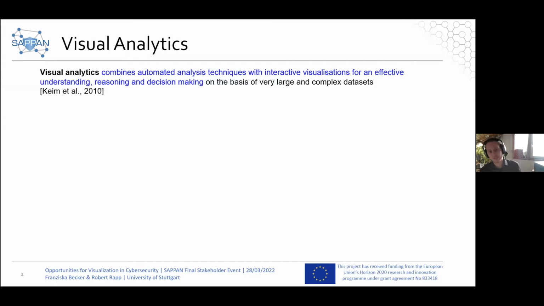So visualization has a long history, and it's all about accessing information that is written in data in a visual way. And nowadays, the data has become quite complex, and the data sets we're collecting are very large. So that's why we are using visual analytics to overcome some of the problems. First, I want to start with a definition of visual analytics. Visual analytics combines automated analysis techniques with interactive visualizations for an effective understanding, reasoning, and decision-making on the basis of such very large and complex data sets.